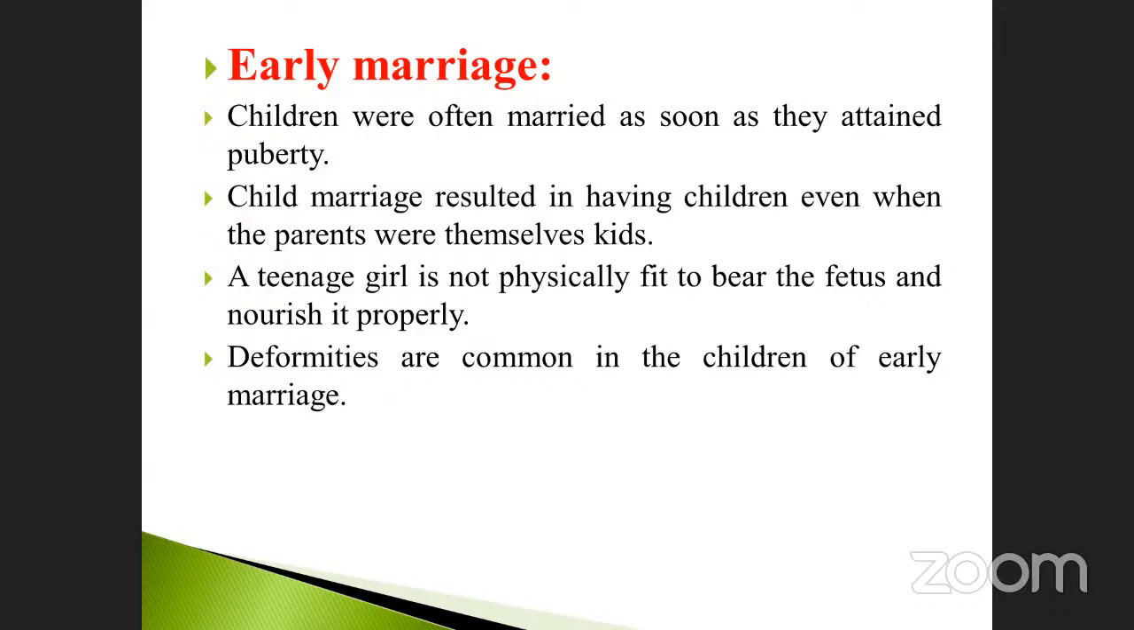Early marriage, what are the difficulties they are facing? Deformities are common in the children of early marriage. Deformities means what? Physical abnormalities also happen. All of these come under early marriage. So they will not allow early marriage. That is the reason the legal age is 21, 23: 23 for boys, 21 for girls. Nowadays there are so many difficulties also being faced.